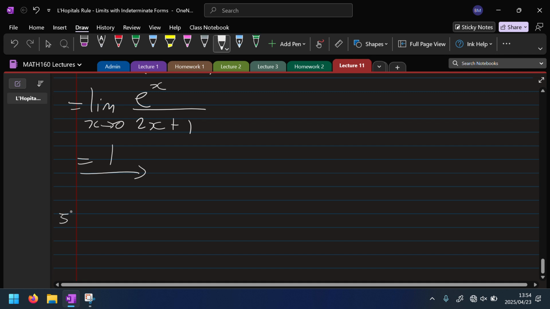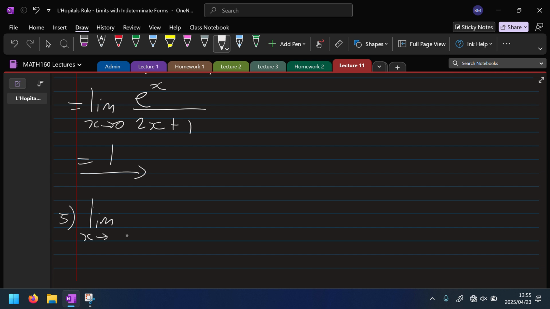Okay, last one for today, number 5. We have the limit as x goes to infinity of x e to the minus x. Again, we need to check the conditions. I'll check one for you, you check the others. So when x goes to infinity, x, that will be infinite. E to the minus x, that will be 0. So this will be infinity times 0.